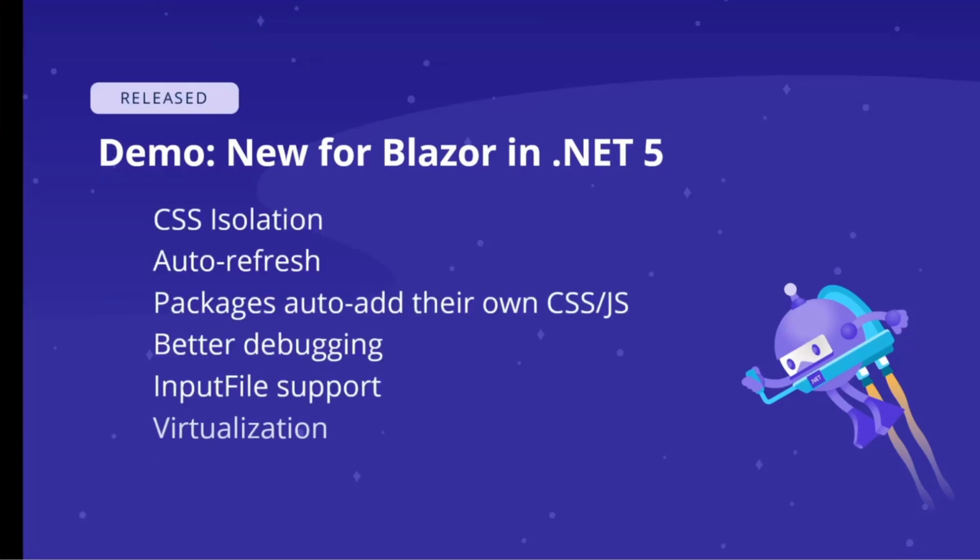So the new features that we've made available in .NET 5 include, I mentioned CSS isolation, auto refresh. If you run dotnet watch run on the command line for a Blazor app, it automatically refreshes the browser as those components change, as your code updates. It automatically does the rebuild and makes it available in the browser, refreshing the browser for you. Packages auto add their own CSS and JavaScript, better debugging experience. Input file support, virtualization, I want to show you that in just a second here.